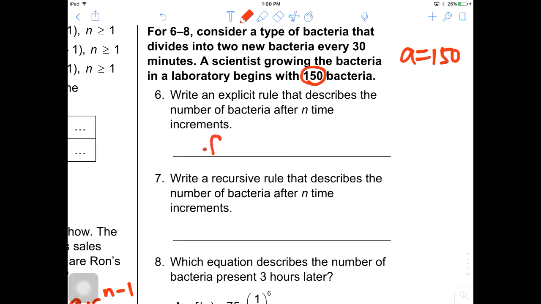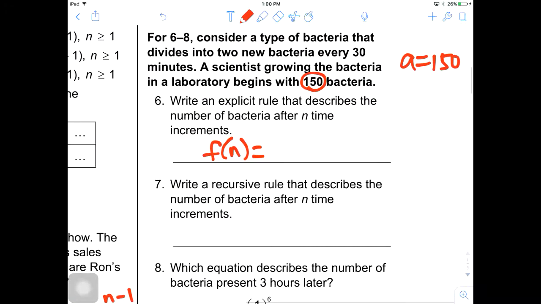So we have f of n is equal to, so it grows into 2 bacteria every 30 minutes, which means in 1 hour it's going to grow 2 times. So we have the ratio is going to be equal to 2. And so therefore the equation is going to be 150 times 2 to the nth power. And that's going to be our equation.